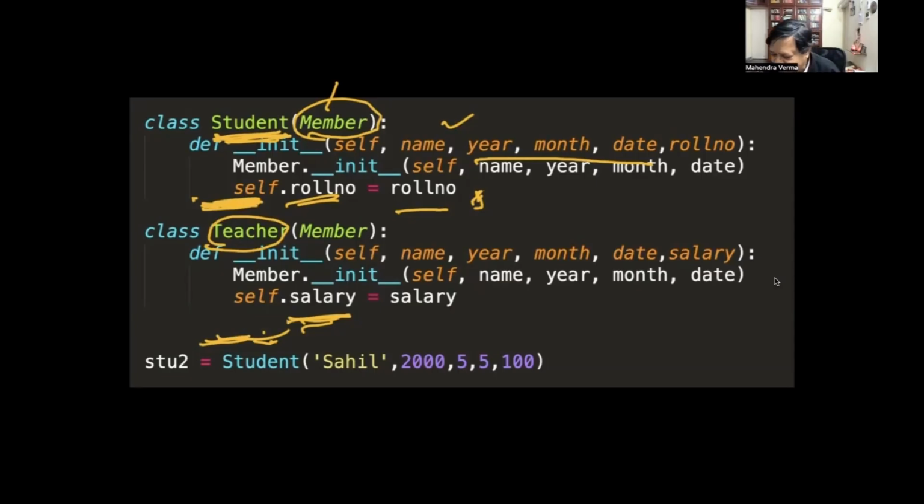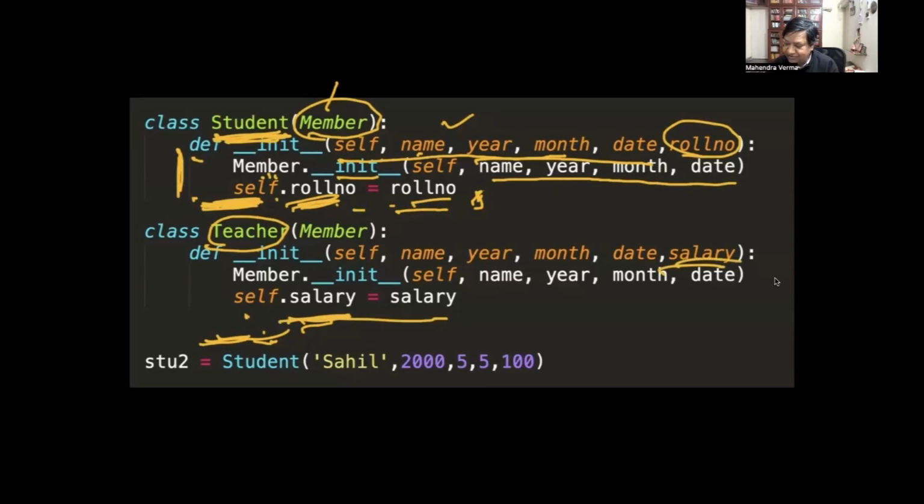Now instantiation is interesting. Please see the student definition I'm doing here. These are the fields: name, year, and roll number. There are several ways to do it. I can say member init, where the instantiation requires these four fields. Roll number is a unique thing of a student, so self.roll_number is roll_number. For teacher, there is a salary field, and self.salary is salary. So these are two class declarations.